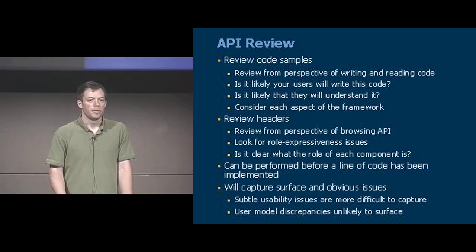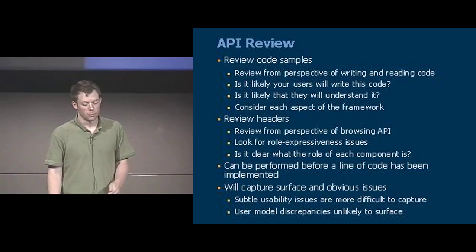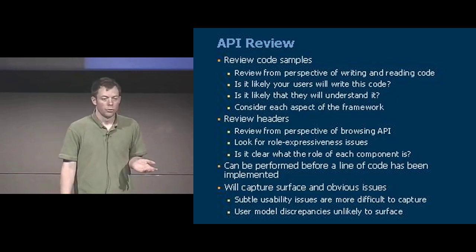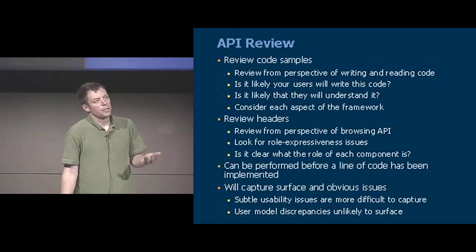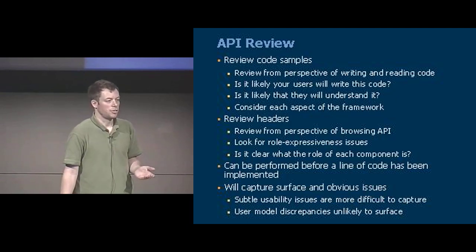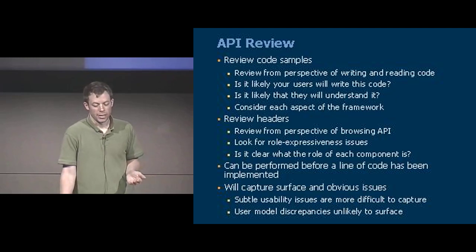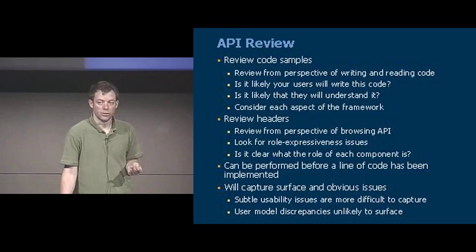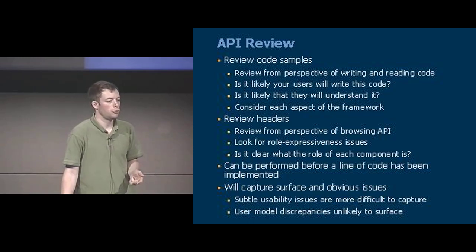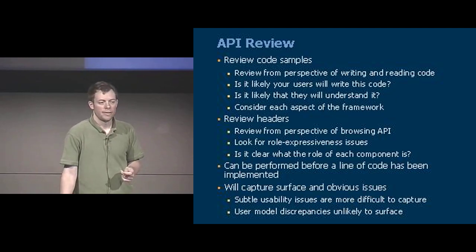I'll just spend a couple of minutes talking about the ways in which you can use these different techniques to get customer feedback. An API review, you will write code samples for the core scenarios that the API is designed for. And you'll review those code samples from the perspective both of reading the code and understanding what it does, but also writing the code. Knowing what you know about your users, look at the code sample and say how likely is it they'll write that code. Then you can also look at it and say how likely is it that when they read it, they'll understand it. And you can get feedback based on those code samples.